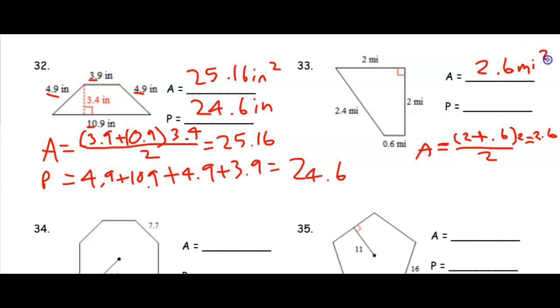Miles squared, and perimeter, you're going to have all the sides. That gives you 7 miles.